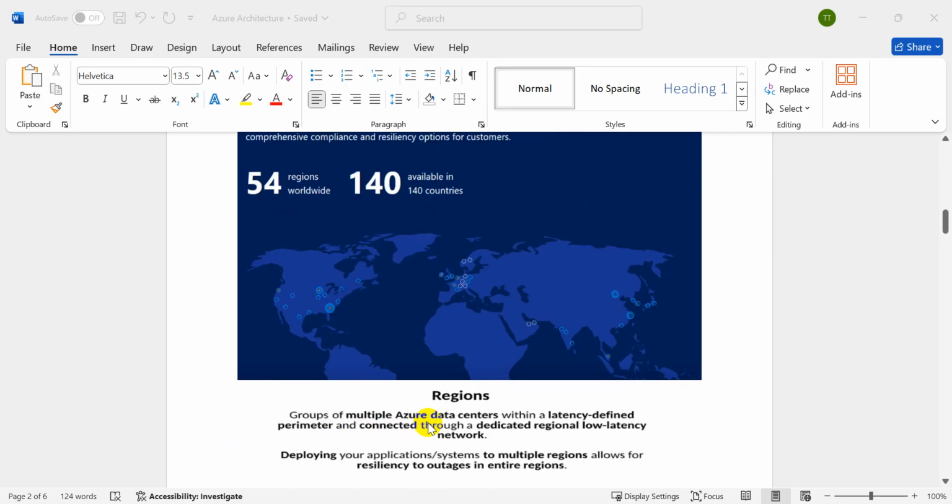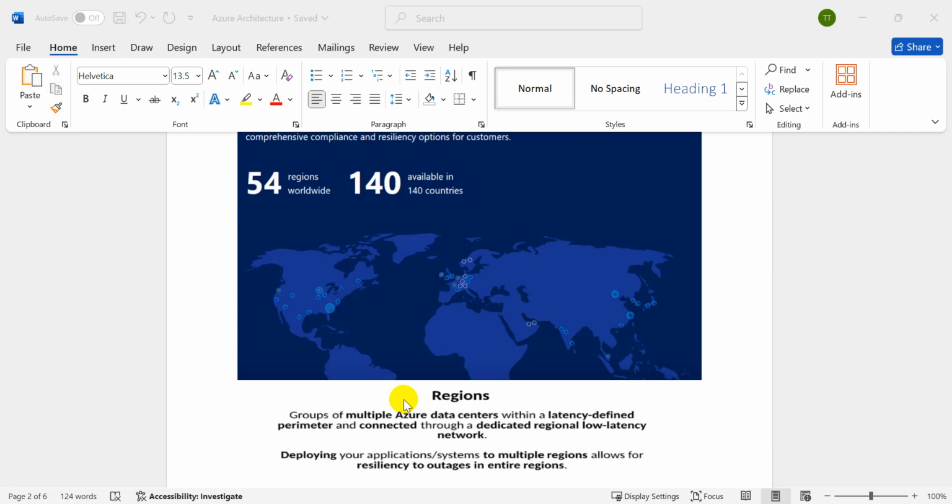A region is a group of multiple Azure data centers within a latency-defined perimeter and connected through a dedicated regional low-latency network. You can see there are multiple Azure data centers involved in a region, with proper connectivity and low latency, probably with optical fiber cables.